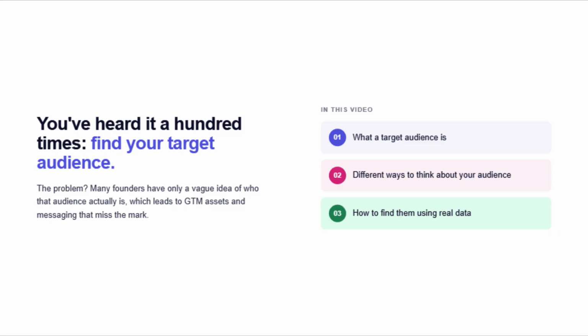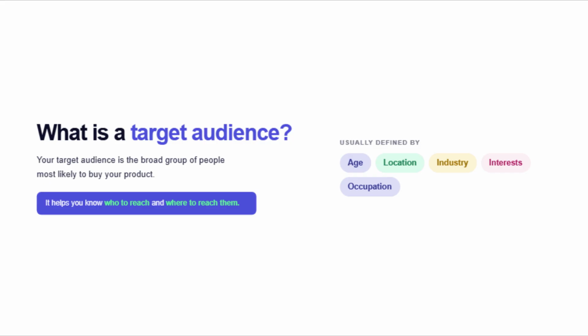To help you in this video, I'm breaking down 3 things: what a target audience is, the different ways to think about your audience, and how to actually find them. Let's get into it. Firstly, let's understand what your target audience is. It is a broad group of people who are most likely to buy your product.